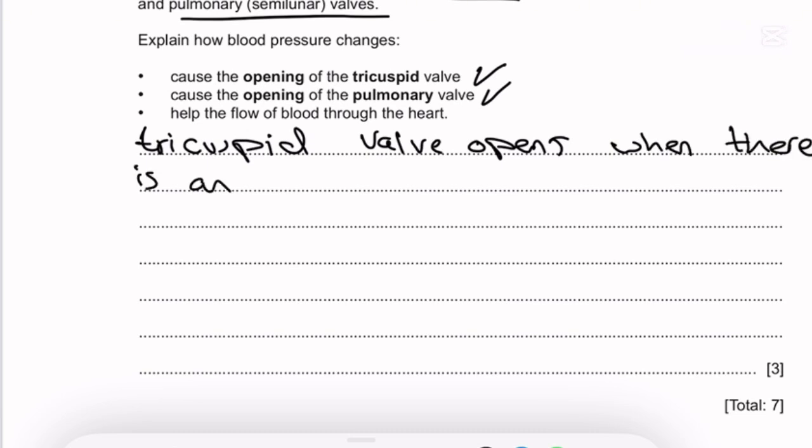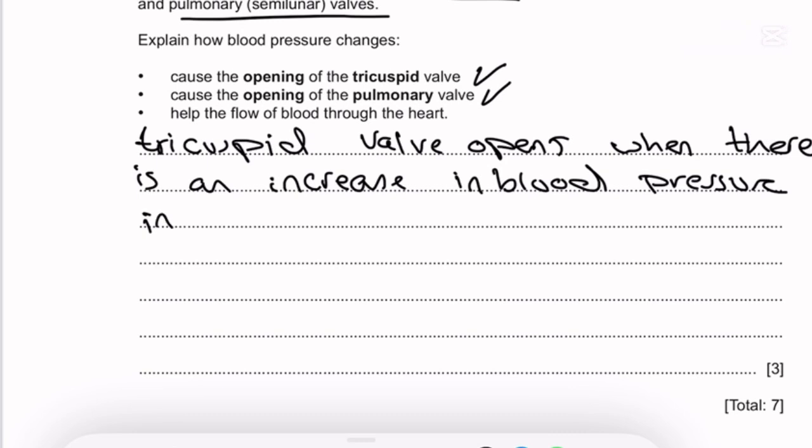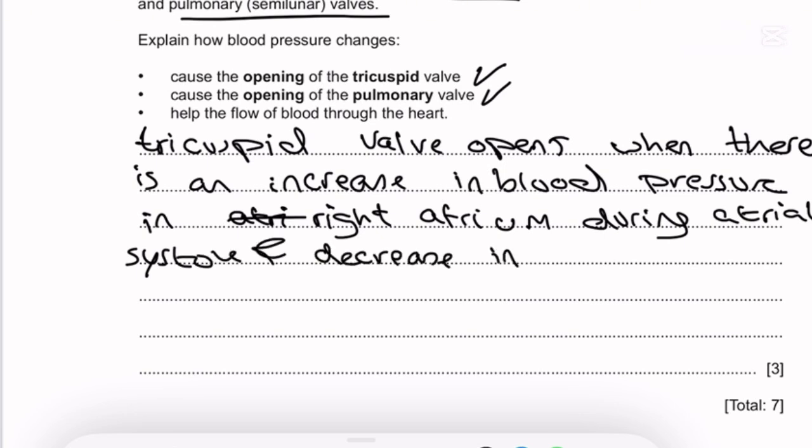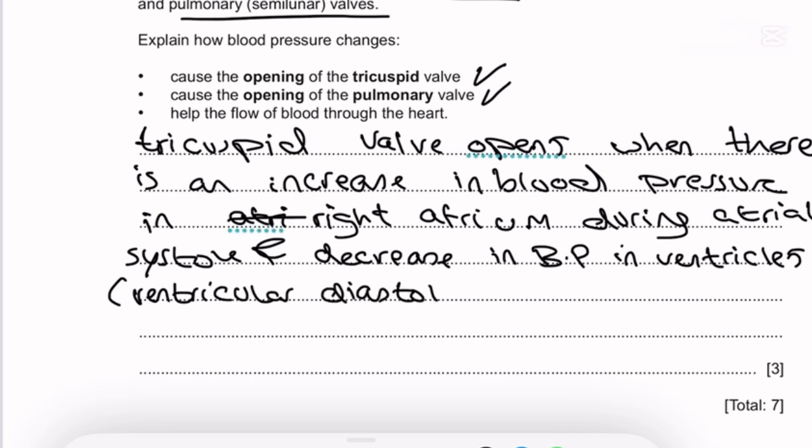And there is an increase in blood pressure in the right atrium during systole, or atrial systole, and a decrease in blood pressure in the ventricles. Obviously here it's ventricular diastole. Then, yes, that's the opening of the tricuspid valve.